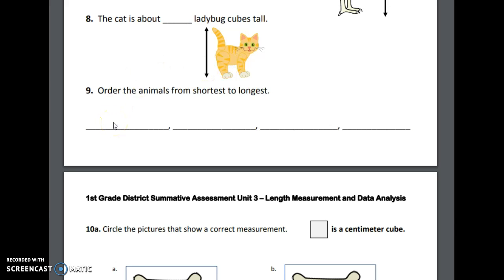Lastly, you're going to put in order the animals from the shortest animal on this blank to the longest animal on this blank. So you're going to put them in order. Short, short, long, longer. So go ahead and do that now. Pause the video to give yourself some time.